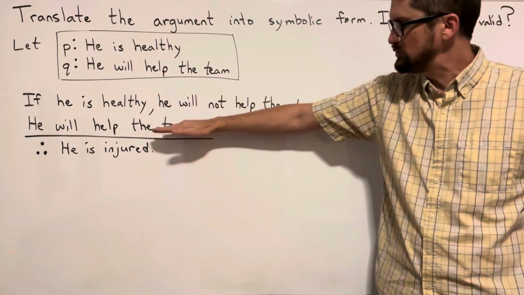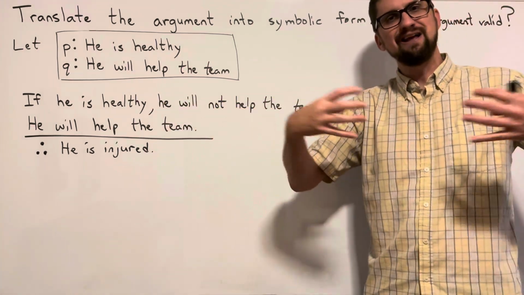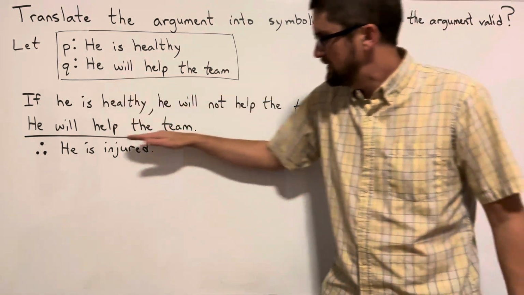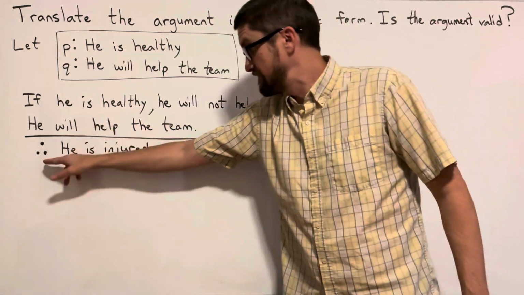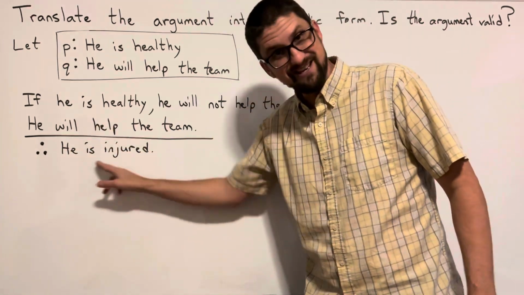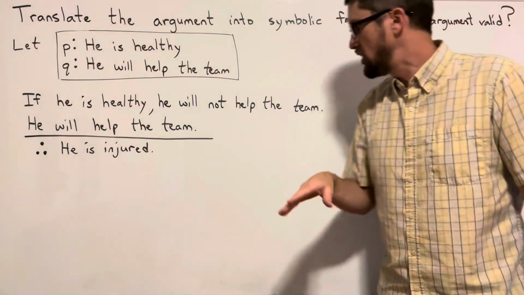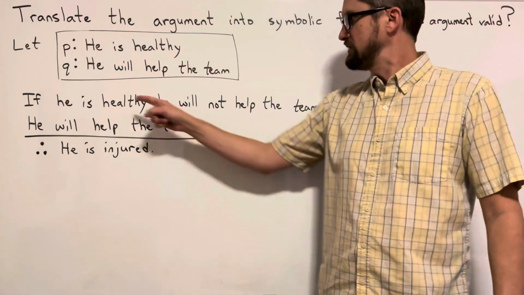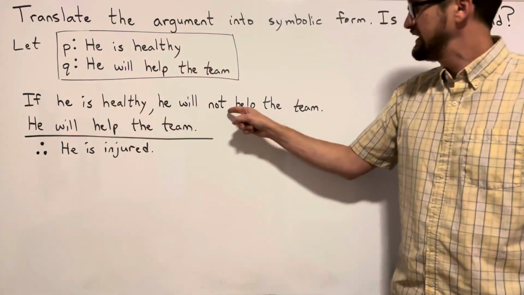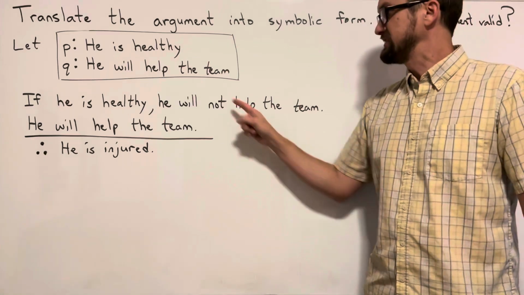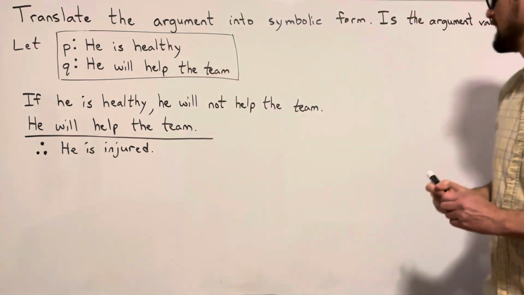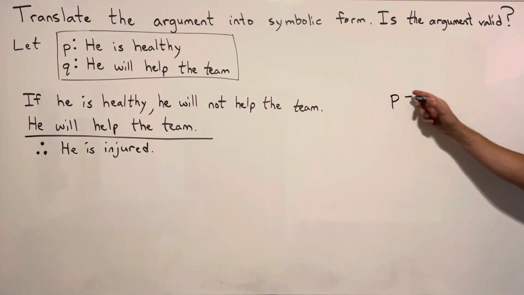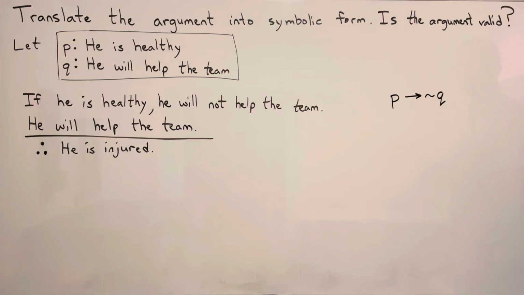We have the top two lines of the argument. We need to combine those with the word "and," so it's if this and this. And then we have the big line, then "therefore" this. So it's a conditional argument. Now P is "he is healthy," so this is an if-then statement up here. If he is healthy, if P, then not Q, because "not help the team" is the negation of Q. So this top line can be written in symbolic form as if P, then not Q.